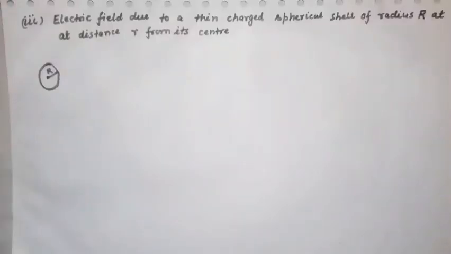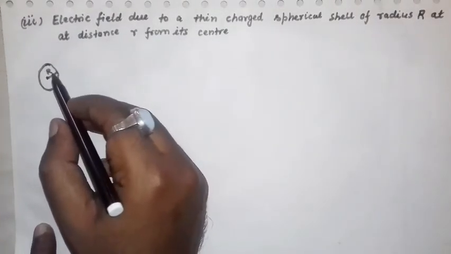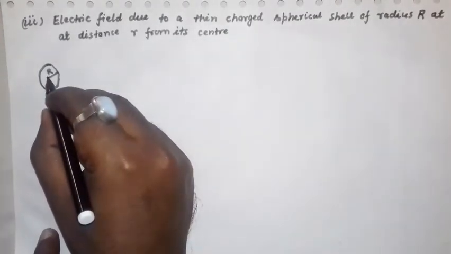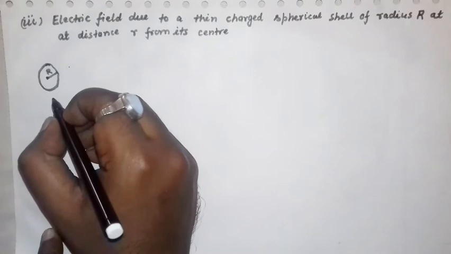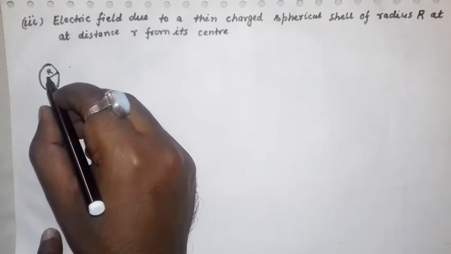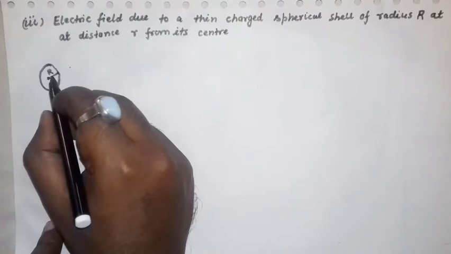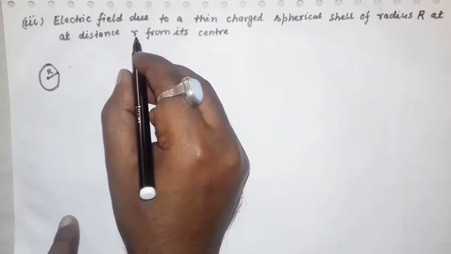So now we are going to discuss electric field due to a thin charged spherical shell of radius R at a distance small r from its center. So here we considered a spherical shell. This is a 3D shape and its radius is R. So in this case we can take the point at 3 places. First we take it outside of the spherical shell. We can take it on the surface of spherical shell, and we can take the point inside also. So there are 3 cases for r.